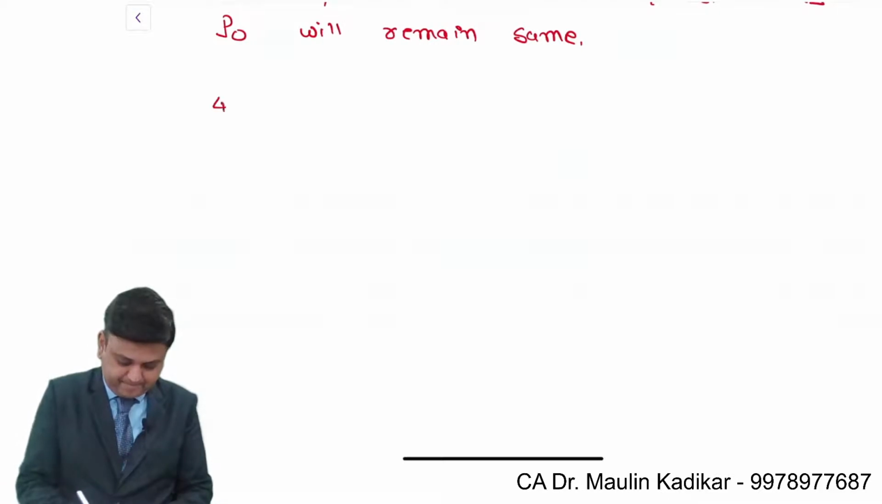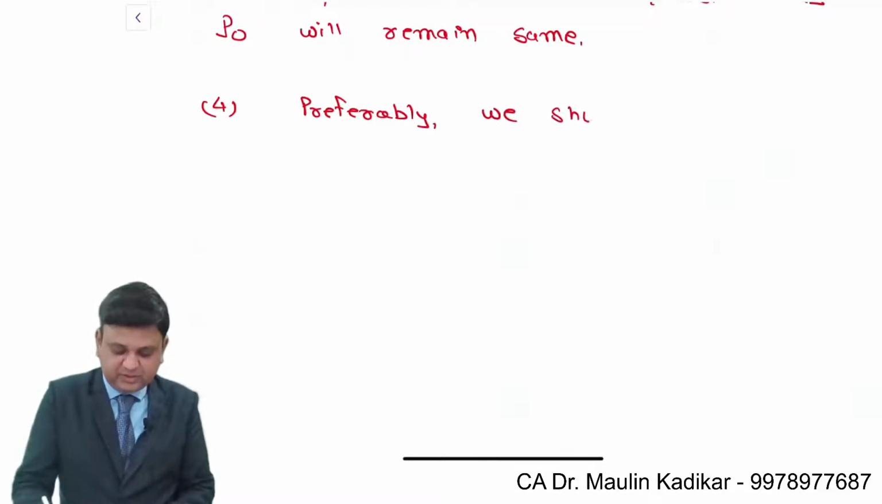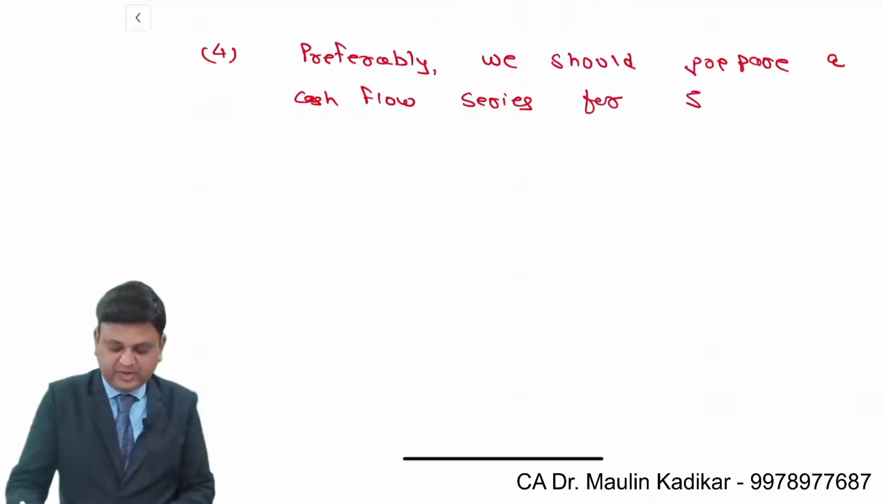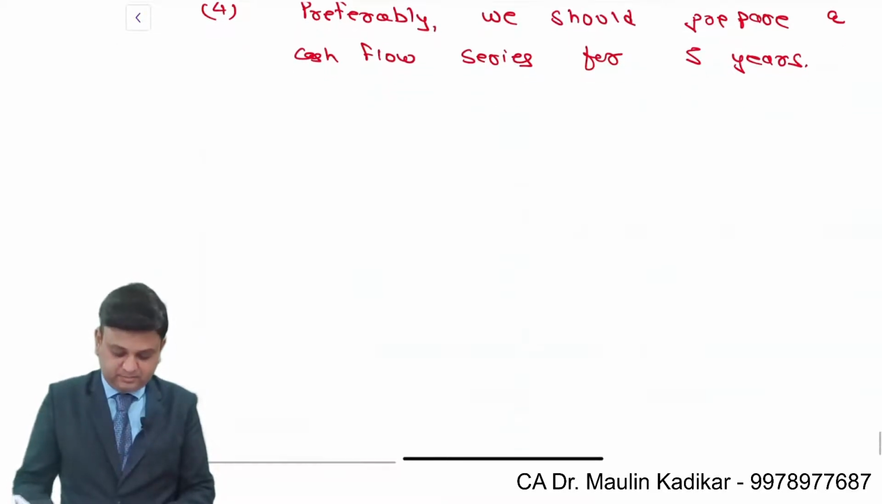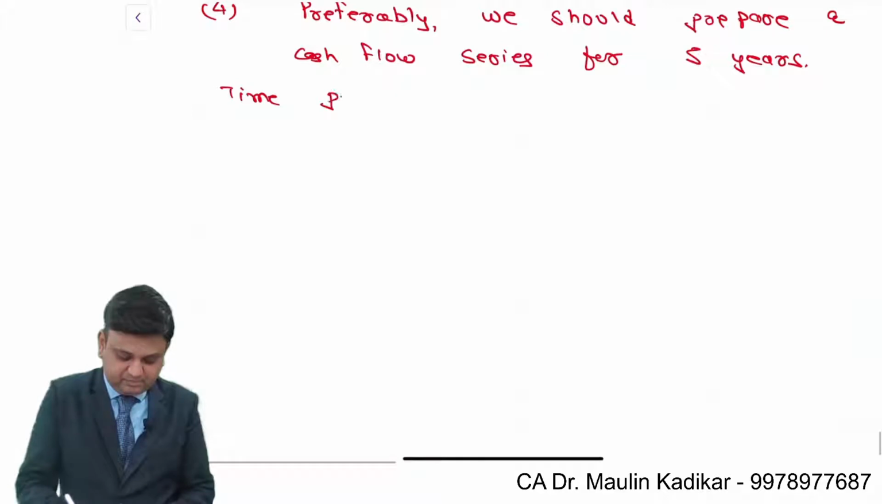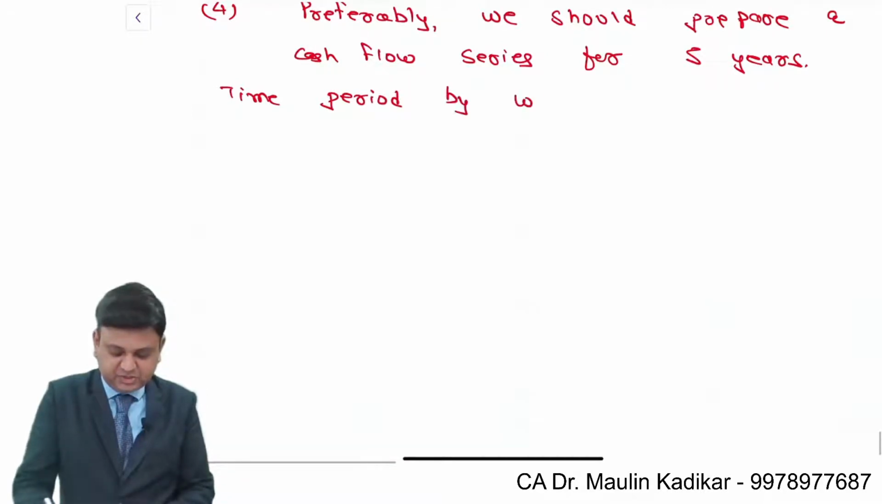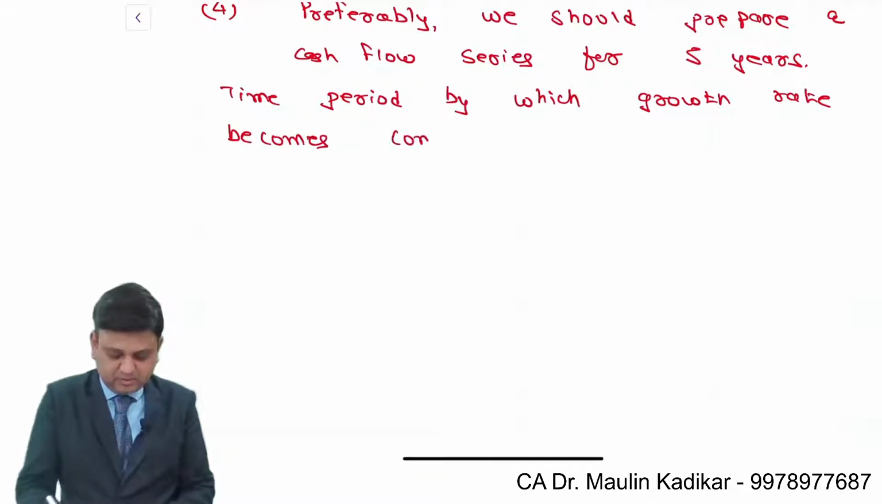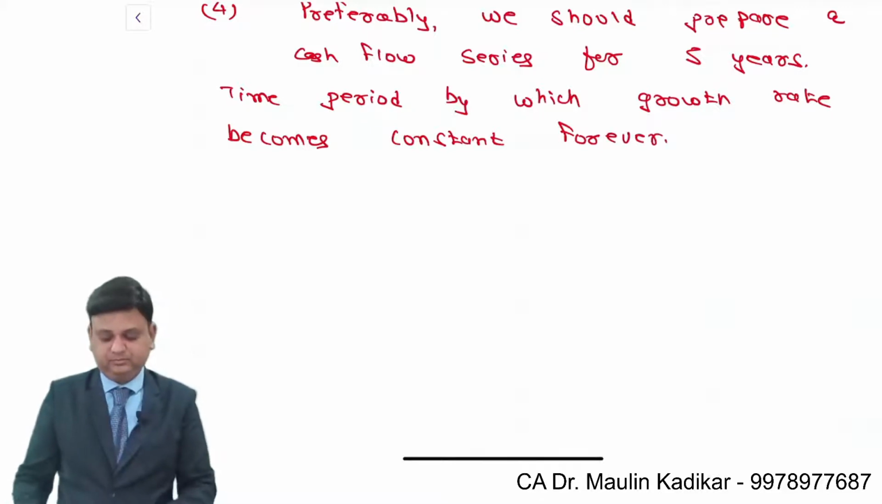Fourth point, preferably we should prepare a cash flow series for 5 years. Full stop. Time period by which growth rate becomes constant forever. Full stop.